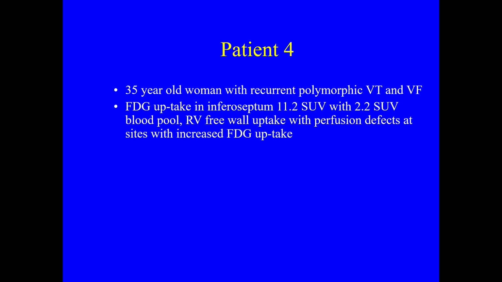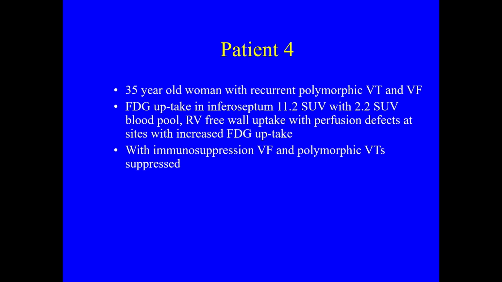Now, this is a patient with this kind of scenario that I'm going to show you data from. A 35-year-old woman with recurrent polymorphic VT and VF had FDG uptake in the inferior septum, with an SUV of 11.2 compared to the blood pool. So, a very intense inflammatory process. There was RV free wall uptake also, and perfusion defects at the sites of increased FDG uptake. Both of these parameters are associated with adverse outcomes in these patients.